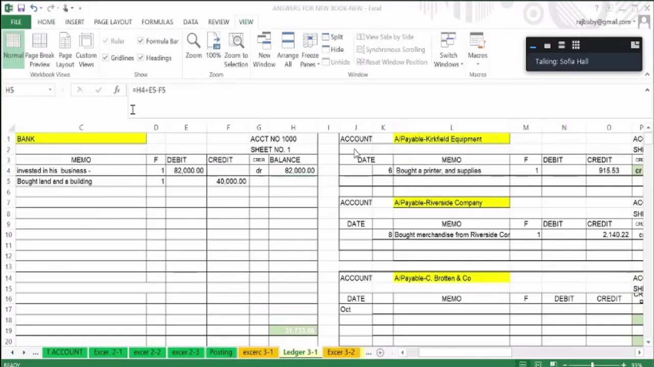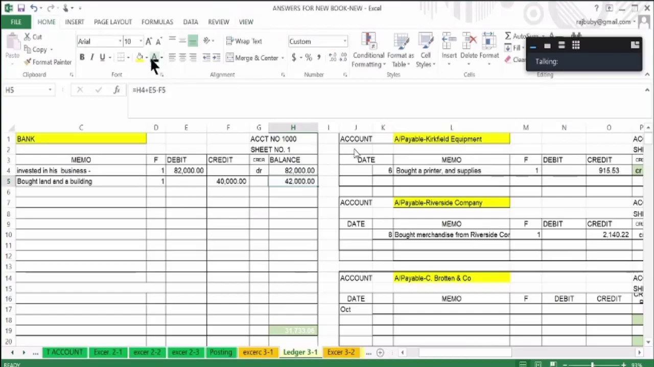See, this is the formula. Equal, it's 4 plus 5. Because whatever we have in debit, we have to add. The credit, we have to subtract, right? That's the formula. And this one is also a debit balance.